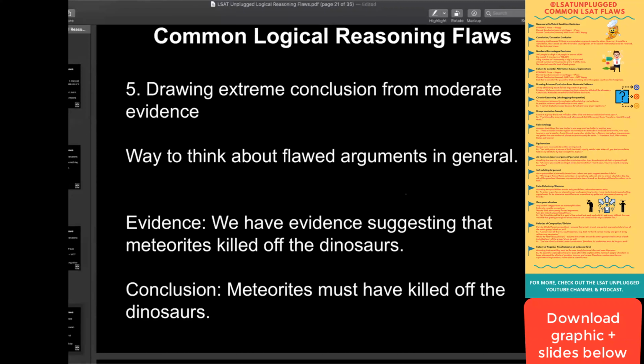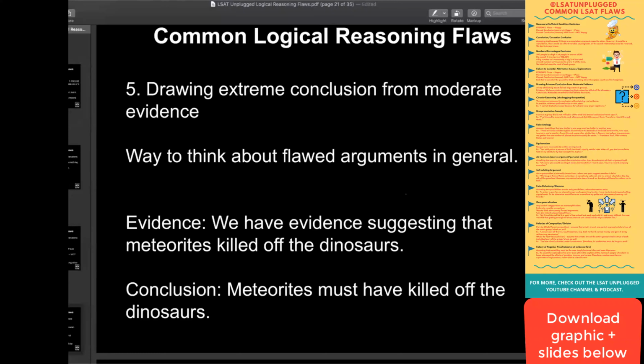And so if we have evidence suggesting something, that's not a guarantee to say that the meteorites must have killed off the dinosaurs. It's certainly a possibility, but there may be evidence supporting other alternative hypotheses as well. So suggesting is relatively moderate, fairly reasonable, but then to say must have is far too extreme. So too big a jump there.